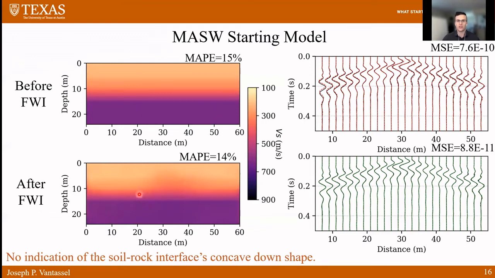The final starting model we considered was an MASW-based model, so multi-channel analysis of surface waves, to develop a one-dimensional model, which we then extrapolate over the whole model's distance here. And we can see that we get very good agreement even before full waveform inversion in terms of their waveforms. And then, of course, after full waveform inversion, we get a slightly better fit. However, the model itself does not change significantly. And the important thing to note here is that we're really missing that concave down shape, or really any indication of a variable interface between the soil and the rock.